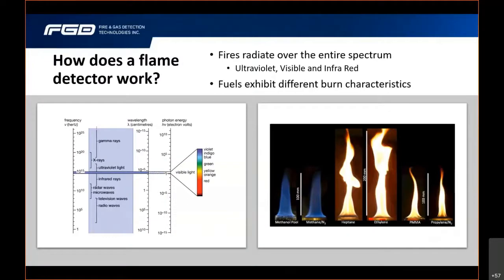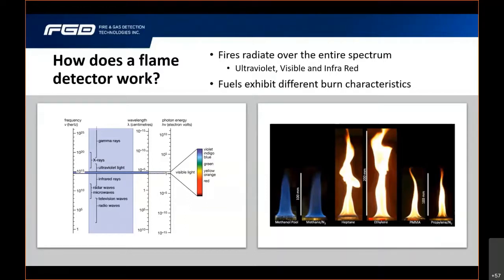So how does a flame detector work? Well, a flame will propagate or emit energy over a wide spectrum. Typically today, what we look at with products ranges from the ultraviolet end all the way through to the infrared end of the electromagnetic spectrum. All fires burn slightly differently, and as a result we need to employ different characteristics of the detectors based on the optical design in order to tailor the product to the actual fire that's going to burn.